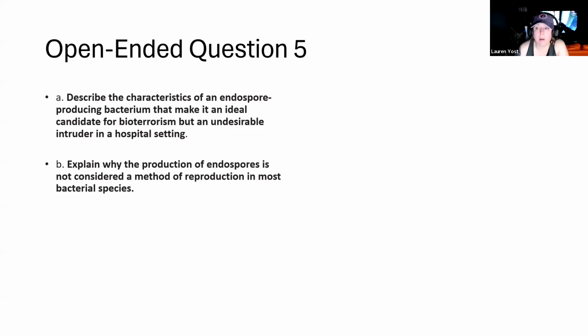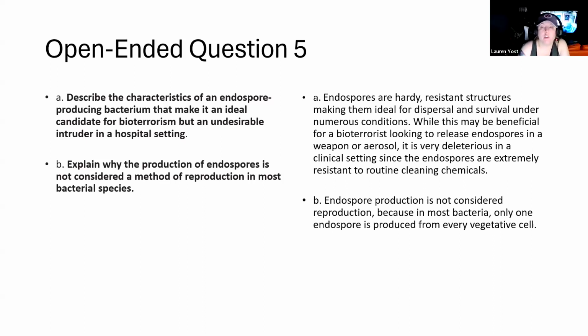It's a method of preserving bacterial genetics, waiting for a better condition so that you can reproduce with your vegetative cells. The endospores are not a reproduction means. It's a life-saving, life-preserving means so that later, whenever there are better conditions, then you can reproduce and be a real cell. So endospores are hardy, resistant structures, making them ideal for dispersal and survival under numerous conditions. This can be beneficial for bioterrorism because we can release it as a weapon or an aerosol powder form, anything like that, because they can withstand being dried out and then redispersed into what might otherwise be considered potentially harsh conditions. Now you're putting endospores into conditions that they can withstand just fine because they're already endospores.